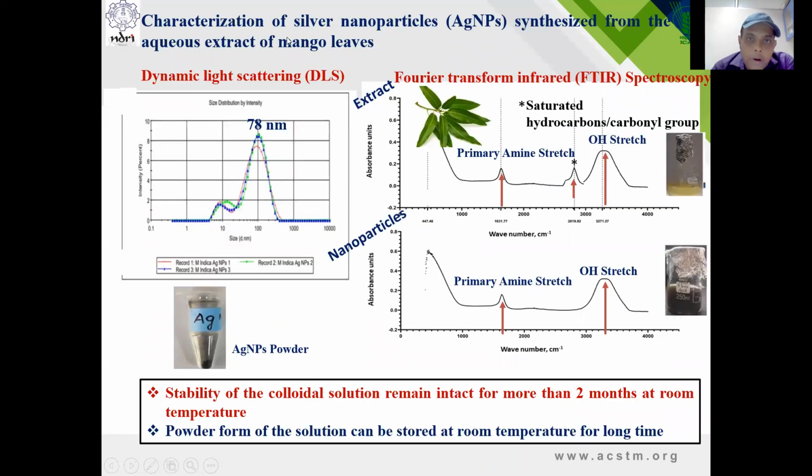So followed by, we have gone for some characterization of this nanoparticle. We have done zeta sizer analysis by DLS or dynamic light scattering, and we have seen the size of the nanoparticle is 78 nanometer.